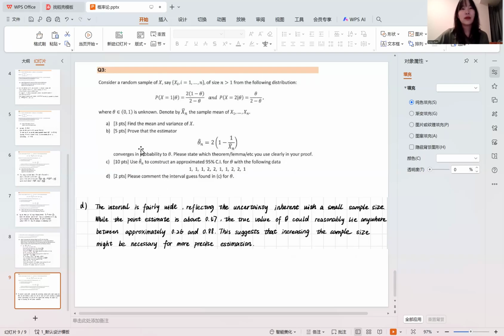But think about the width of the interval. The interval is rather wide and our sample is very small, so this can be attributed to the small sample size. With more data, the variance would decrease and the confidence interval would become narrower, reflecting greater precision in our estimate. And that is also what we want to achieve in statistics.